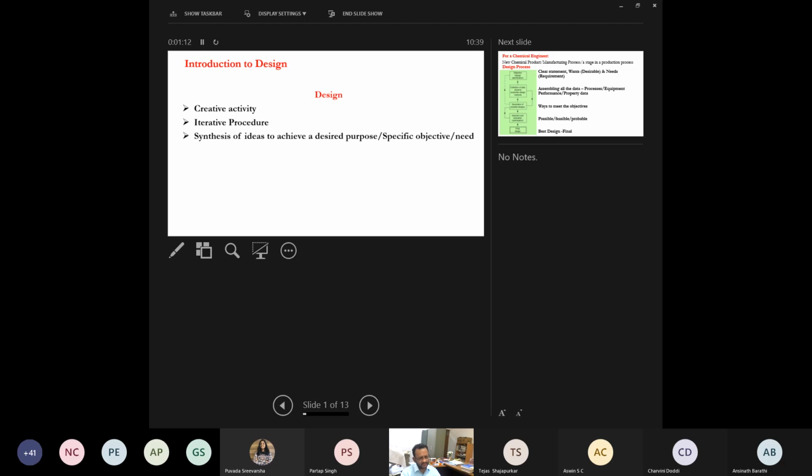So in general, this design process involves so many steps. It is completely iterative in nature. It is an iterative procedure. So why do we have to go for design? It may be for a specific need. So we have to propose different ideas, or we have to synthesize ideas to achieve the proposed need or objective, specific objective, whatever may be.